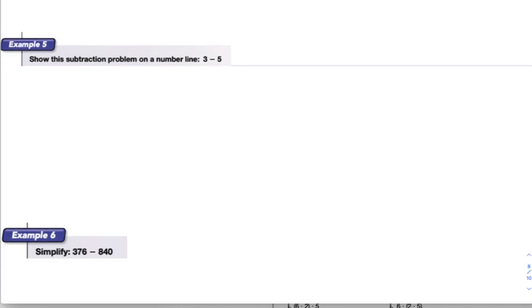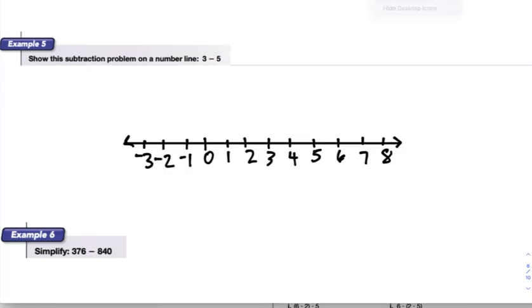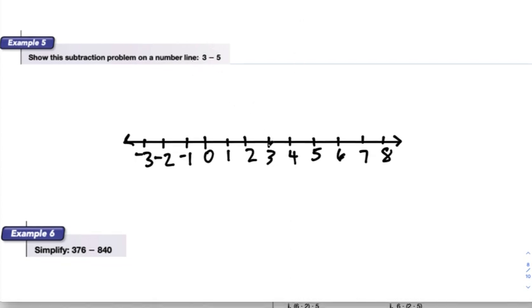Here, this is a little bit different. We're not used to subtracting a larger number from a smaller number. So in this circumstance, we will do exactly the same thing we did last time. We're going to start at the first number, 3, but minus 5 means we're going to go back 5 spaces. So we're going to go 1, 2, 3, 4, 5. Going back 5 spaces or subtracting 5 spaces, we end up at negative 2.